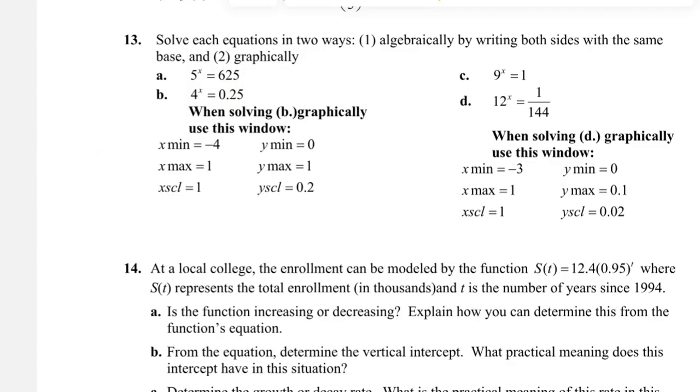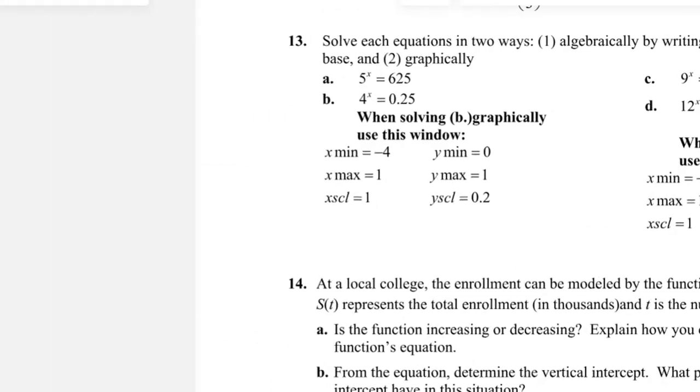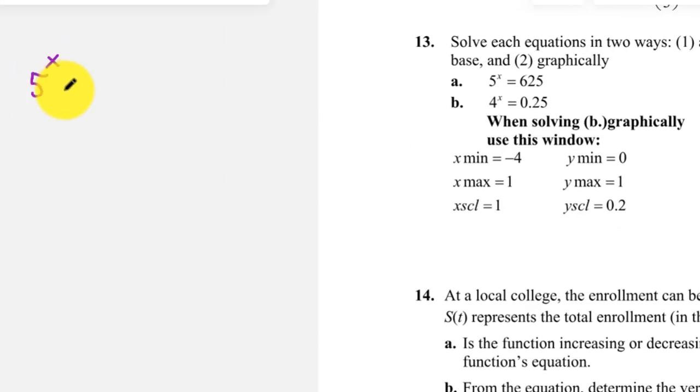All right, so algebraically really means seeing if we can manipulate what we were given, right? So if I have 5 to the x, is there a way to write 625 with a base of 5? Think about it. I think 5 raised to the 4: 5 times 5 is 25, 25 times 5 is 125, and 125 times 5 is 625, right? So what value of x do we need to get this? It would be x equals 4. So the answer here is x equals 4, right?